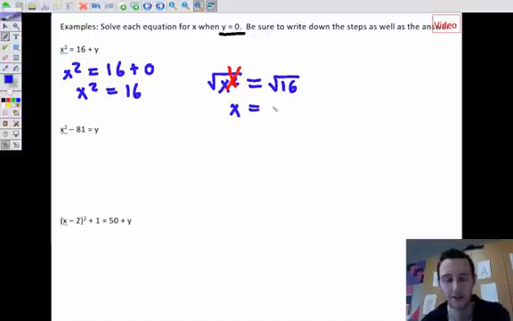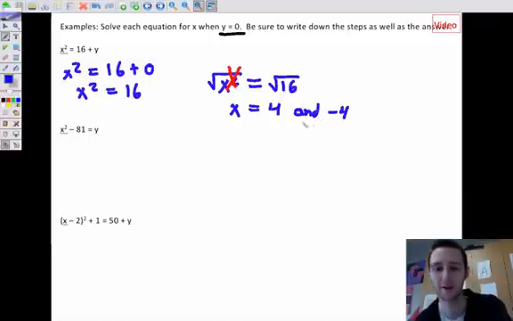The square root of 16 is 4. It's also, and this is really important that you don't forget this, it's also negative 4. So it's going to be important that you have both answers written down on a test question or something like that.